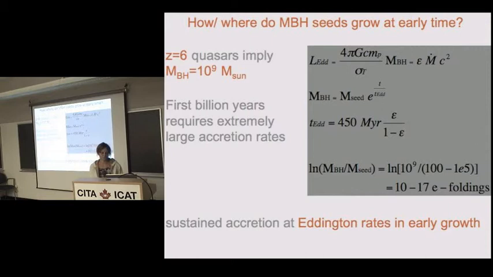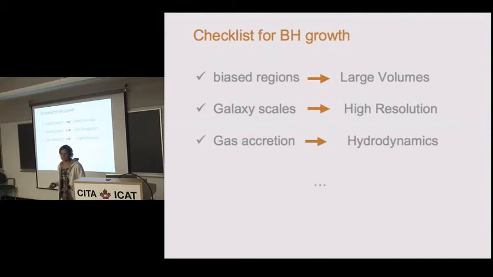So I'm going to try and tell you what we can attempt to learn from simulations. And I'm going to try to show you some dumb approach to it, meaning try and do this as brute force as possible within its limitation, of course. So I told you that these initial black holes are likely to be in biased regions, in regions which collapse first and therefore have more gas. So in order to do that in a simulation, to get this biased region, you need very large volumes.